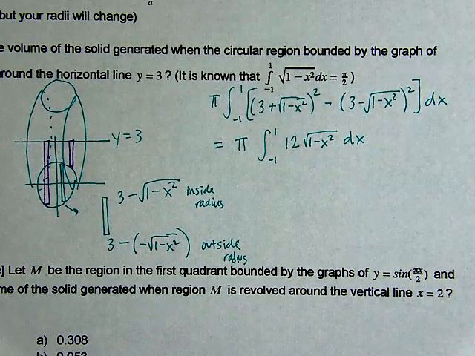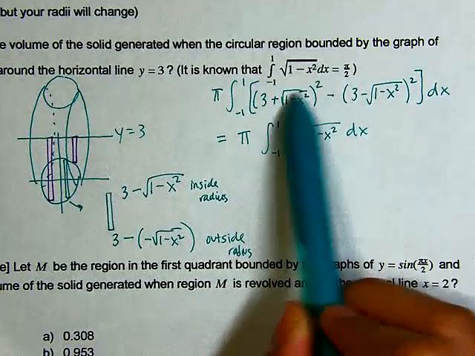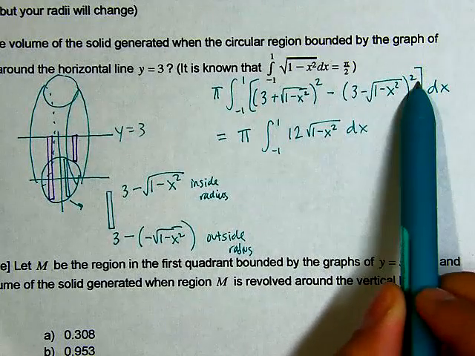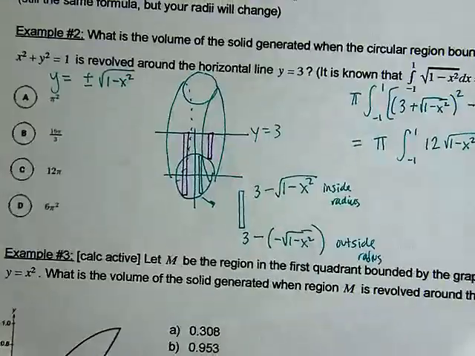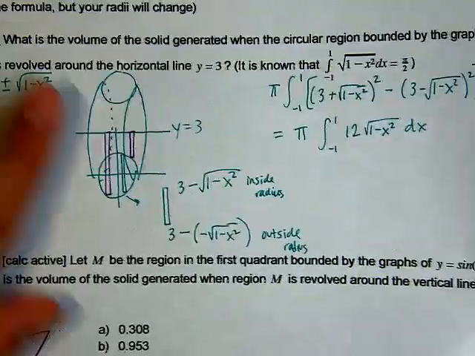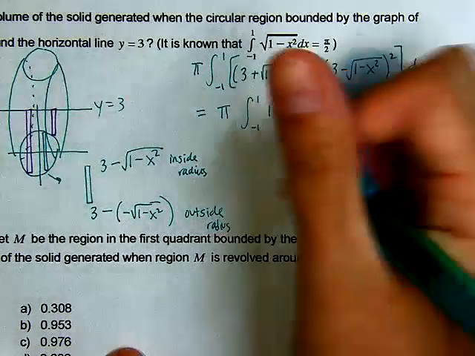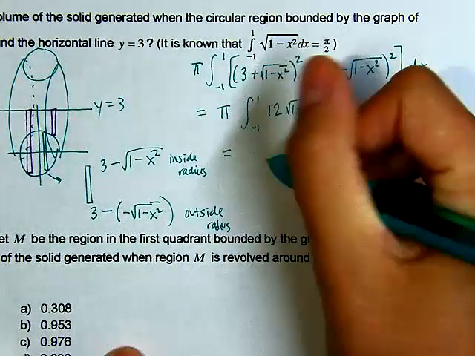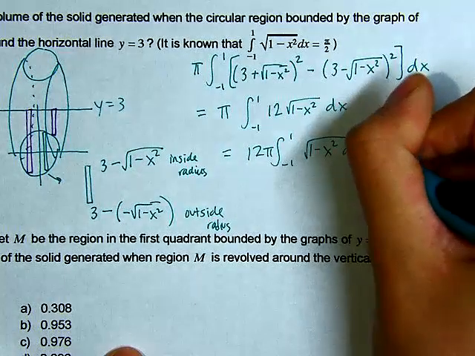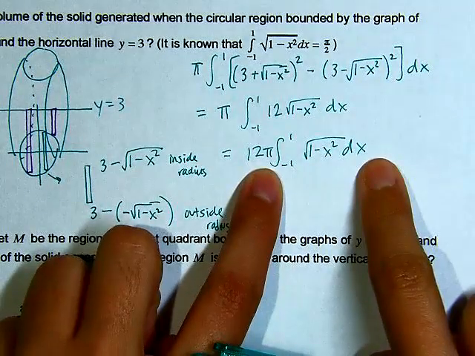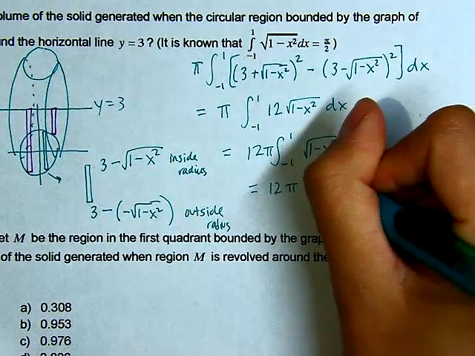If you want to practice your algebra, go ahead and pause the video here. Practice multiplying this out, distribute the negative, and combine like terms. You should end up with this. You'll notice this one was a multiple choice question that was not calculator active, and it does tell you a certain integral value. So you can see here that if I bring out the 12, this piece right here is exactly what information they gave me in the problem. So 12 pi times pi over 2.